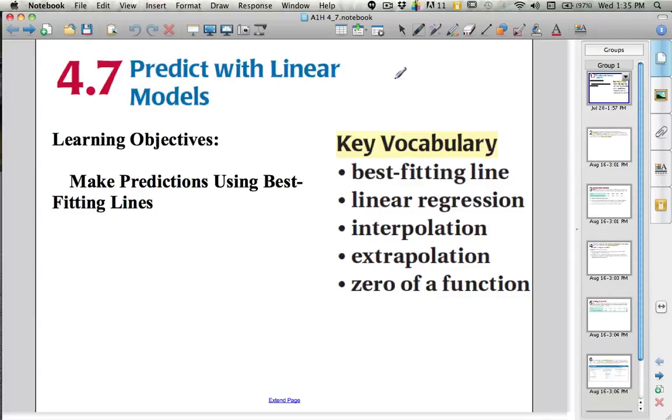In section 4.7, we want to synthesize all the things that we've been learning here in chapter 4 and look at how we can make decisions and make predictions with linear models. So we're going to go back to working with our best fitting lines and using that data to make decisions and predictions. We want to make sure we know what a best fitting line is, what linear regression is, what interpolation is, what extrapolation is, and what the zero of a function is and what that means.